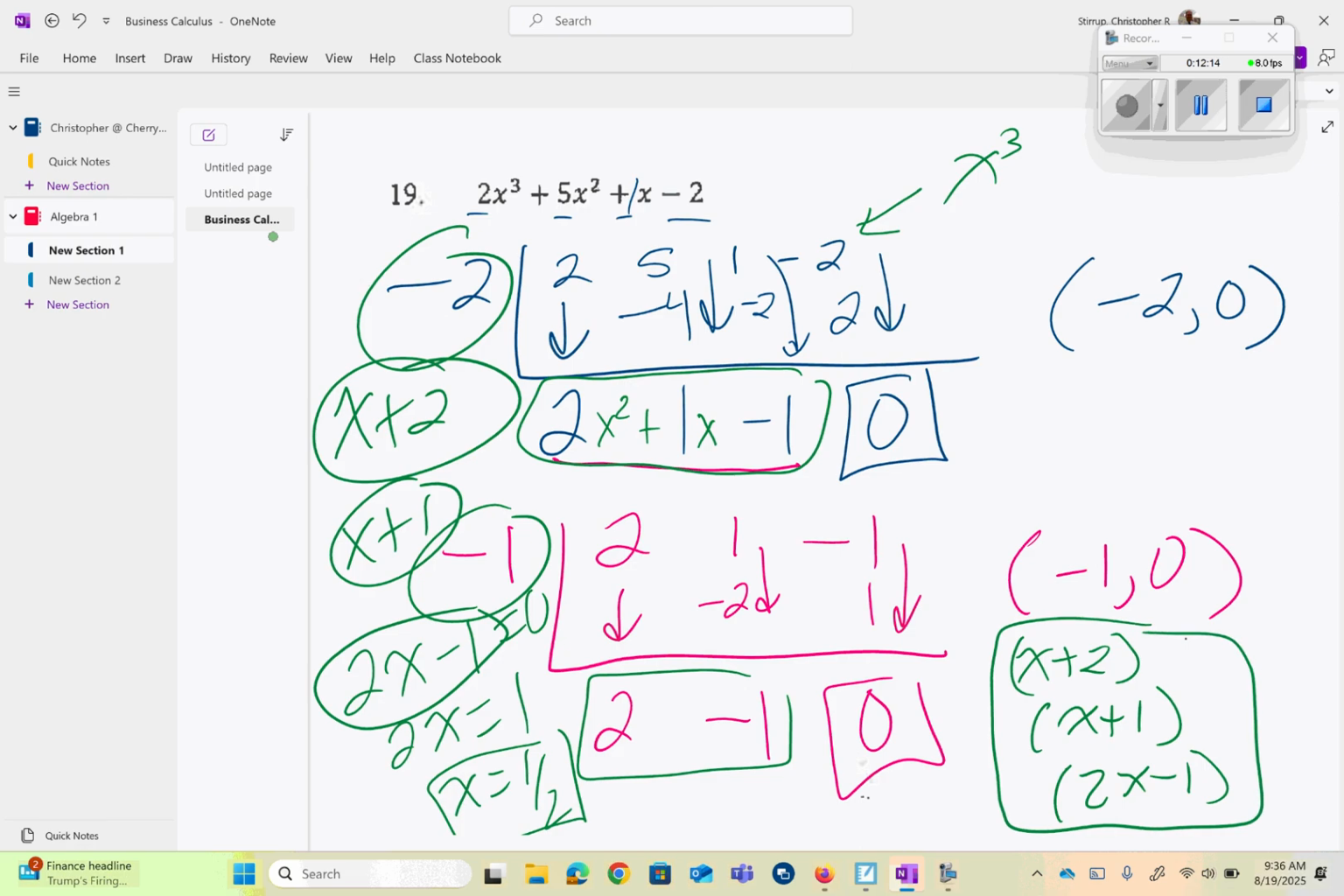If you were to break that all the way down into what binomials or monomials could be multiplied together to give me that, if I were to FOIL together x plus 2 and x plus 1, and then I were to double distribute whatever that answer is with 2x minus 1, you would indeed get 2x to the third plus 5x plus x minus 2.